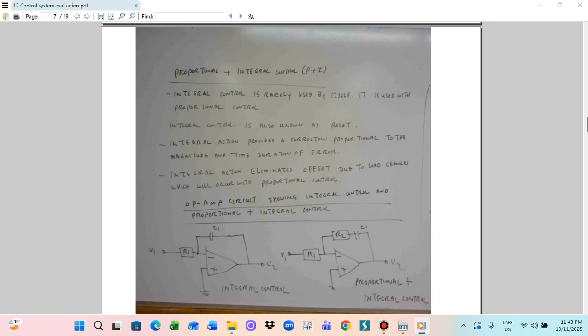So integrated control is also known as a reset. Integrated action provides a correction proportional to the magnitude and the time duration of the error. So the integrated action eliminates the offset due to the load changes, which occurs with the proportional control.